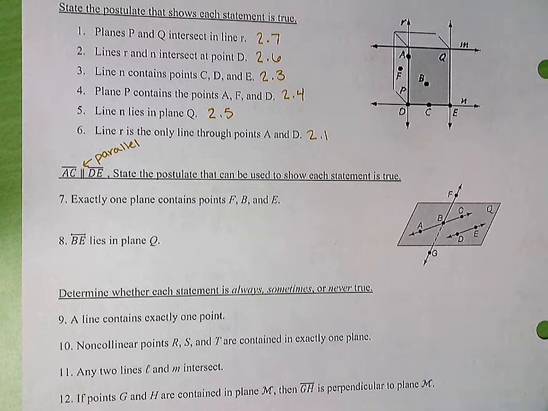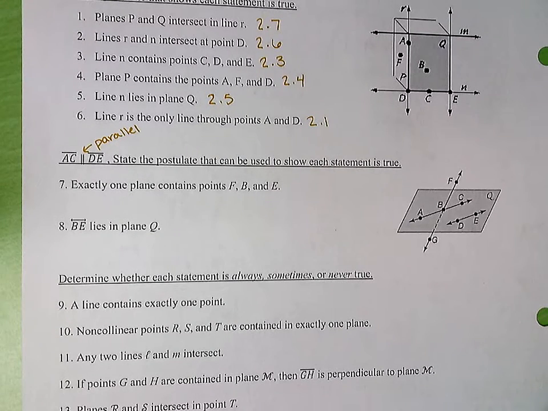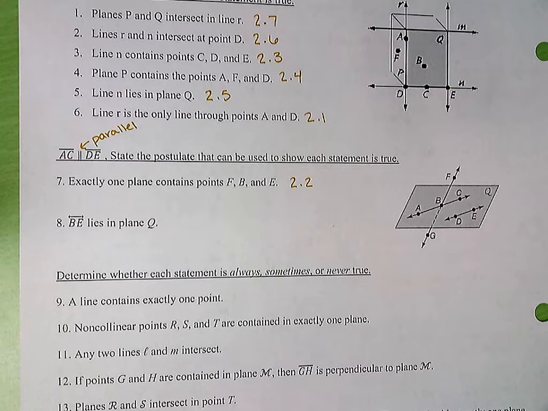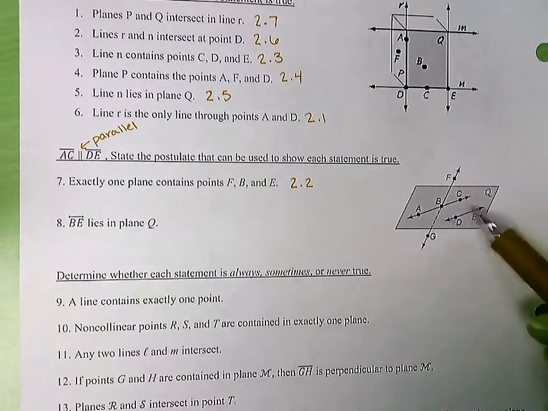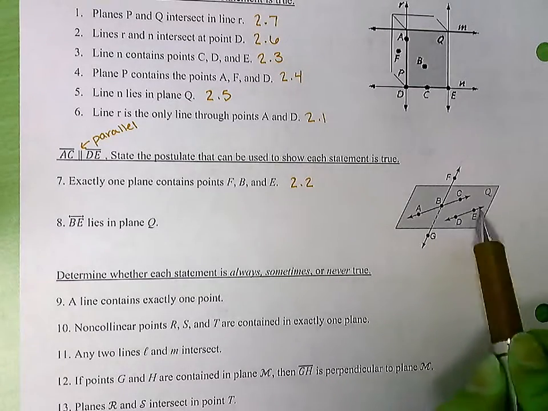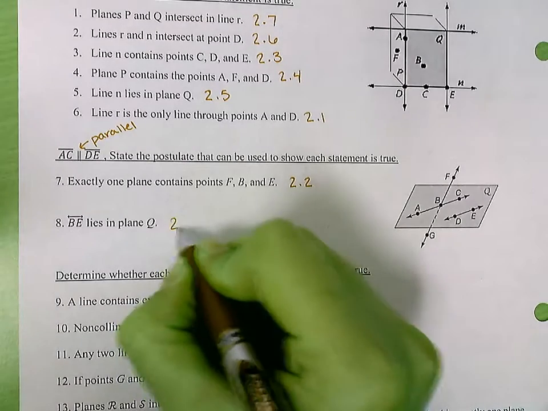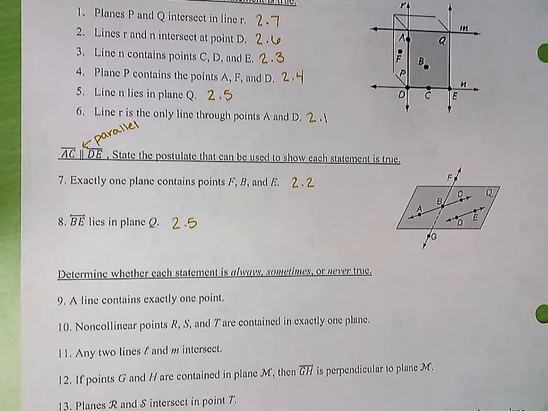Number 7, exactly one plane contains F, B, and E. 2.2. Okay, 2.2, you have 3 non-collinear points. They make one plane. Number 8, line BE lies in plane Q. It is 2.5, you are right. Okay, 2.5, you have 2 points in that plane, so there's a line drawn through those 2 points.